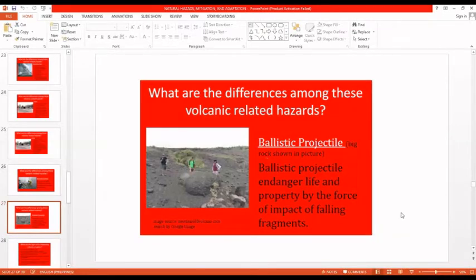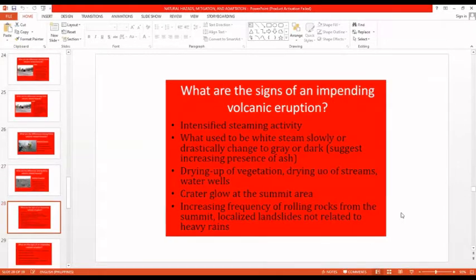Next is we have the ballistic projectile. It is a big rock. Di ba? Yung nakikita niyo sa figure. So it endangers life and property by the force of impact of falling fragments. Basically, just try to imagine kung gaano kalaki yung bato na ibinubuga ng bulkan. Di ba? Nakakatakot.